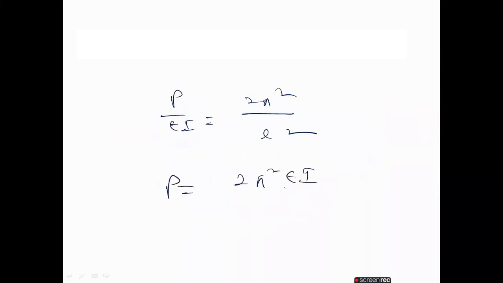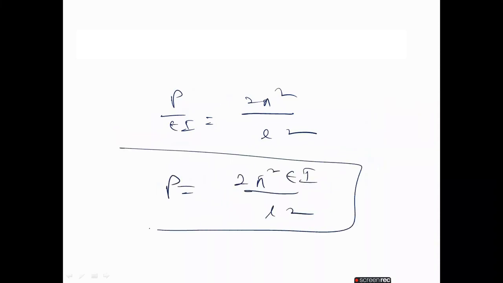Then what is the next step? P/EI equal to 2π²/L², then P equal to 2π²EI/L². This is Euler's formula, whatever we got until now. So these two are the most important things we have discussed until now. Two expressions, and there is also the topic of effective length.